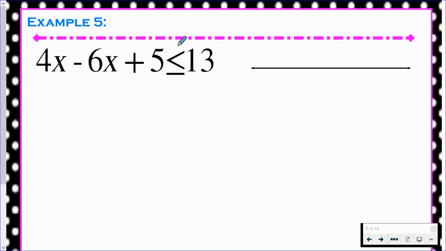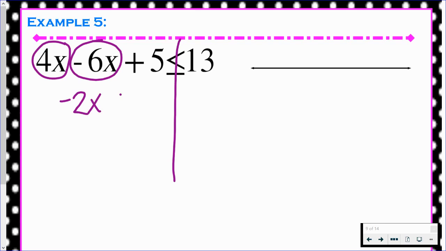Okay, example number 5. Little multi-step action going on here. Hopefully you're looking at the left-hand side and you're saying, ooh, I want to combine. So when I like to combine terms, I like to circle them, the ones that are like, or box them, put a cloud around them, whatever. Okay, so I can combine 4x plus -6x, which is going to give me -2x plus 5 is less than or equal to 13. Now I'm going to subtract 5.